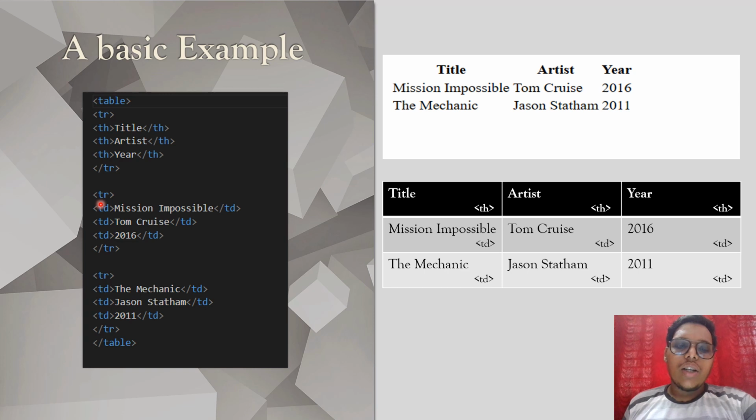Here, the TR represents the table row. Here, the table row contains table data cells. These data cells contain the movie name, artist name, and the year of release. Here is the output obtained from this HTML code. Here, TH represents the table heading, TD represents the table data cells, and TDs are in the table rows.